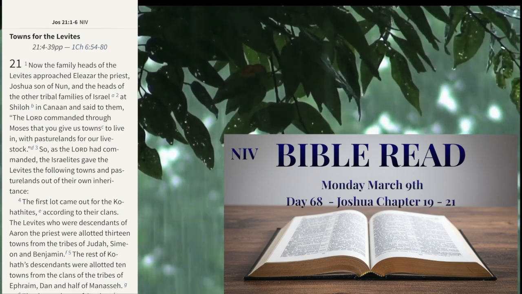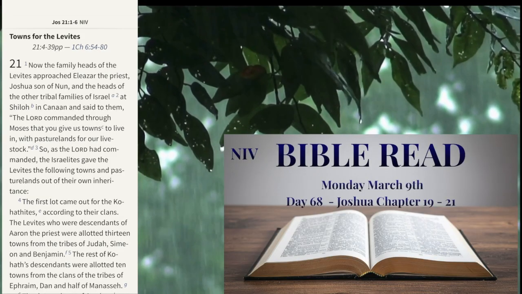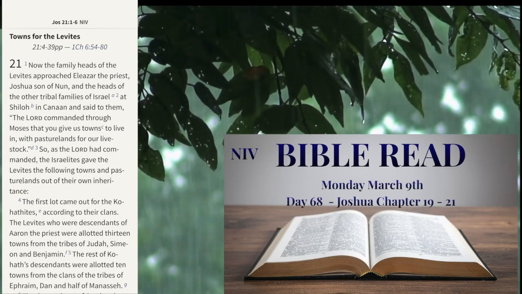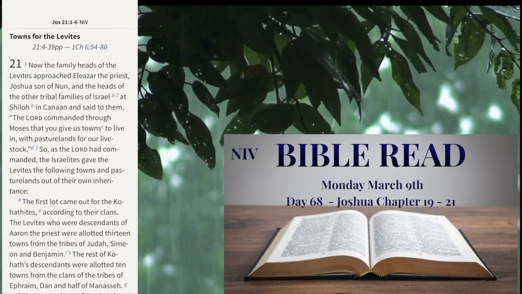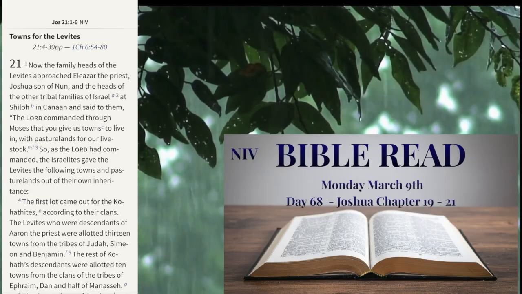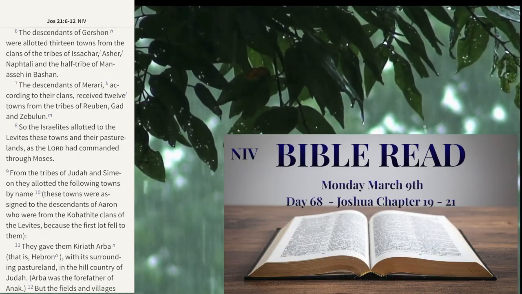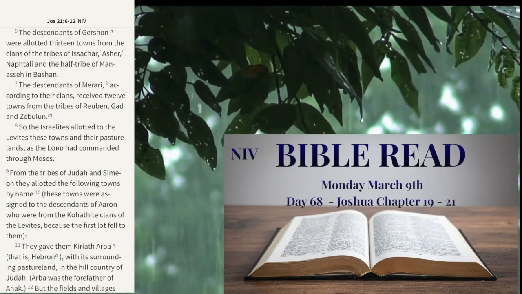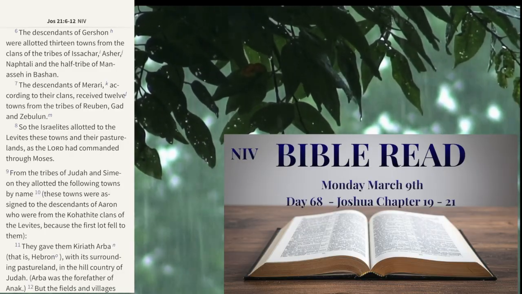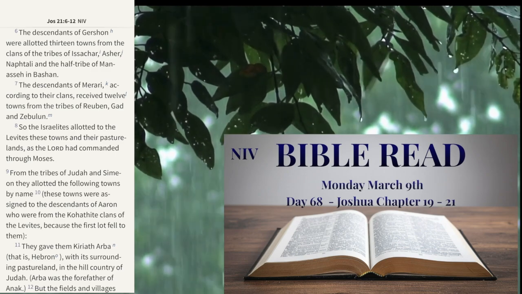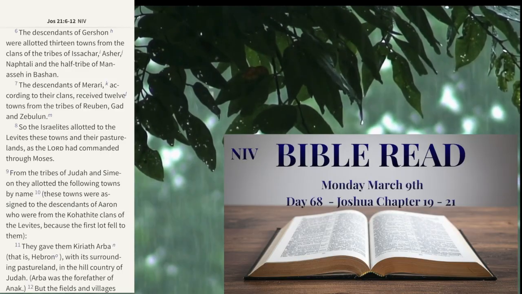The Levites, who were descendants of Aaron the priest, were allotted 13 towns from the tribes of Judah, Simeon, and Benjamin. The rest of Kohath's descendants were allotted 10 towns from the clans of the tribes of Ephraim, Dan, and half Manasseh. The descendants of Gershon were allotted 13 towns from the clans of the tribes of Issachar, Asher, Naphtali, and the half-tribe of Manasseh in Bashan. The descendants of Merari, according to their clans, received 12 towns from the tribes of Reuben, Gad, and Zebulun. So the Israelites allotted to the Levites these towns and their pasture lands as the Lord had commanded through Moses.